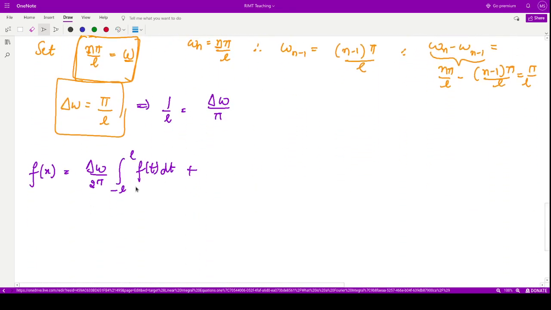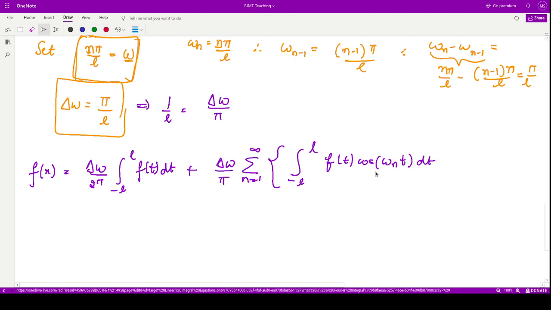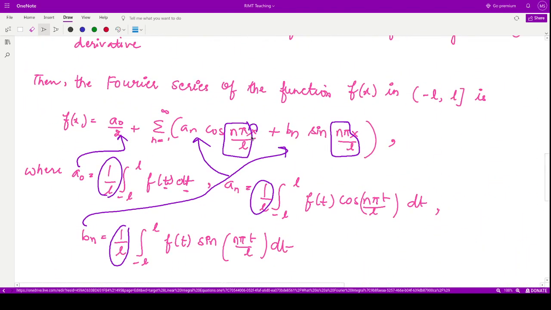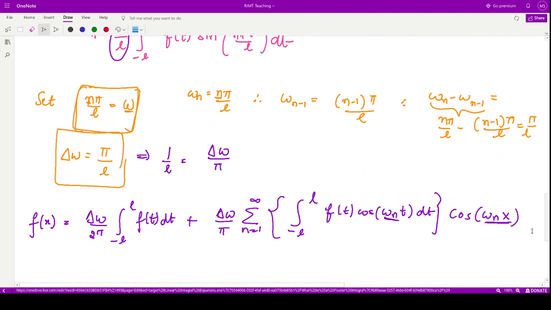So when I'm doing this, I have the first term to be this, the second term to be delta omega by pi, summation n varies from 1 to infinity of the term integration minus L to L f of t cos omega nt dt, right? In place of omega, you could write omega n because it is associated with n. So this term corresponds to an, and the term we had already was cos omega n x. Now these terms are going in the variable x, and the values of an, they are going with the dummy variable t. So you should note this thing over here.